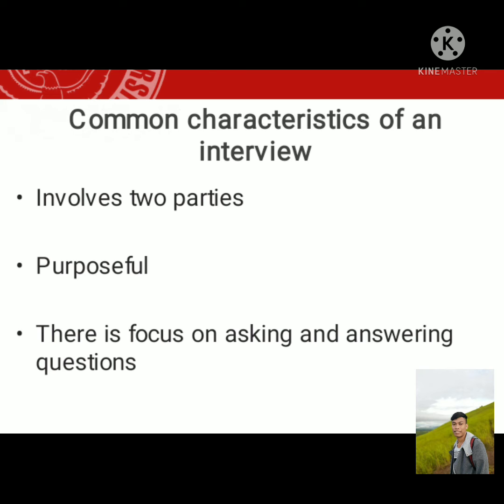So number 3 is you should always focus on answering questions. You should avoid topics not related to the interview or hindi kasali sa pagkakandak ng interview.